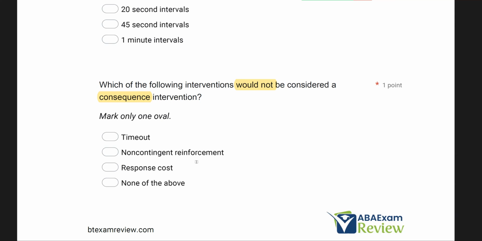A noncontingent reinforcement procedure, though, would come before the response because you're typically trying to reduce motivation to respond when using a noncontingent reinforcer. So when you use a noncontingent reinforcement intervention, you're using an antecedent intervention. So, which of the following would not be considered a consequence intervention? Well, that's going to be B, noncontingent reinforcement.